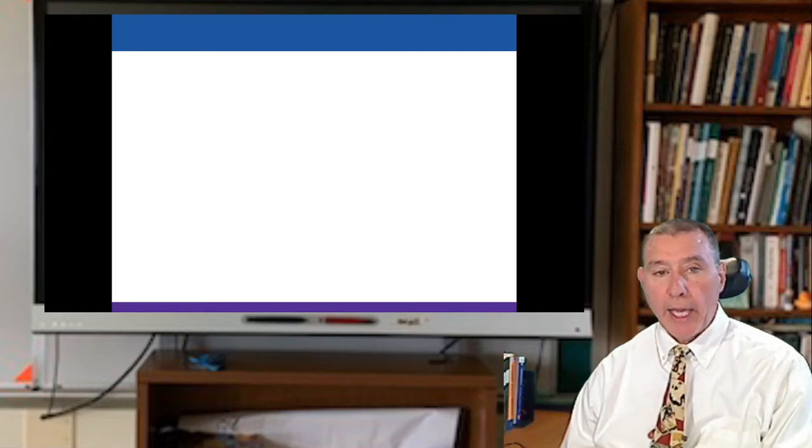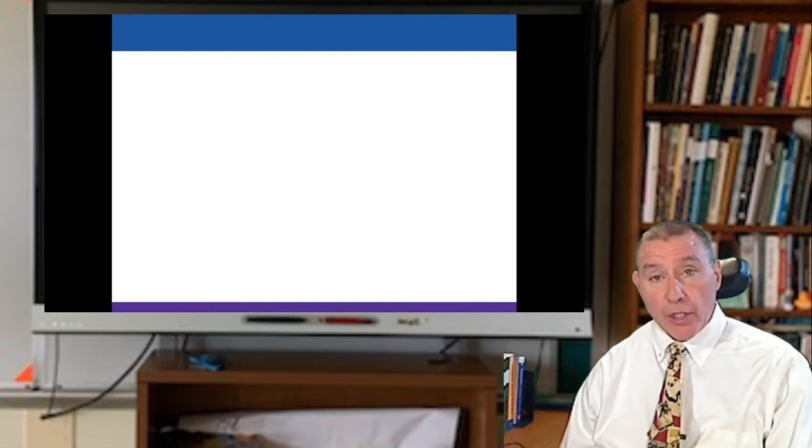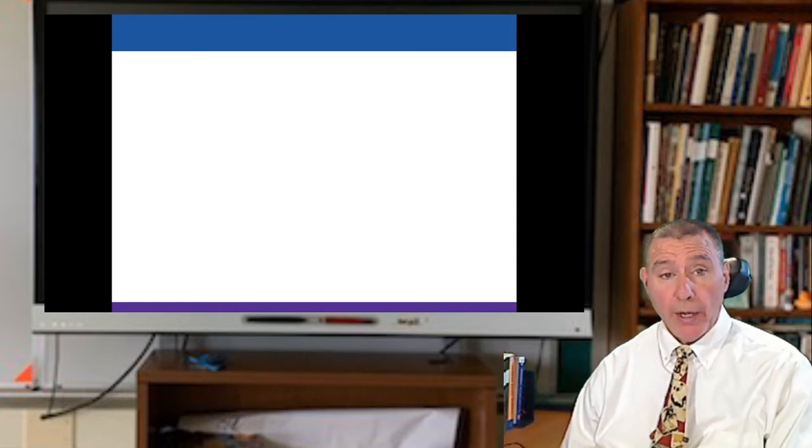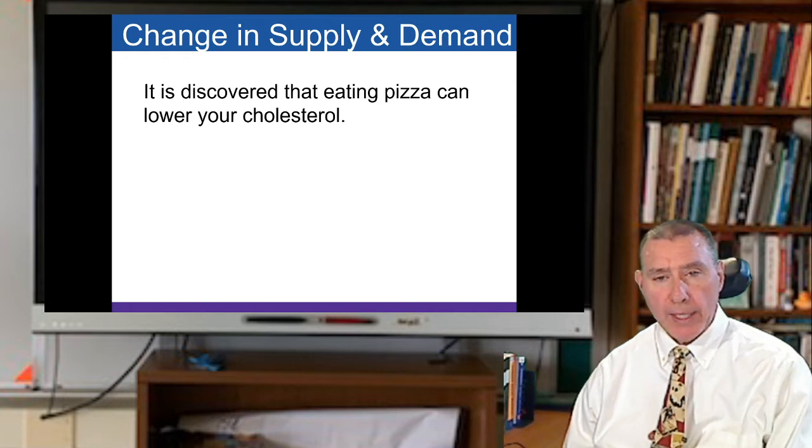Okay, let's look at changes in supply and demand when they happen at the same time. We've looked at changes in supply, we looked at changes in demand, and what they do to price and quantity, but what happens when there are two things happening at the same time? Let's go back to our original examples.